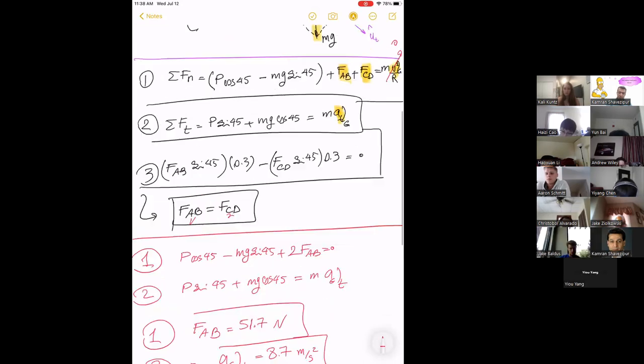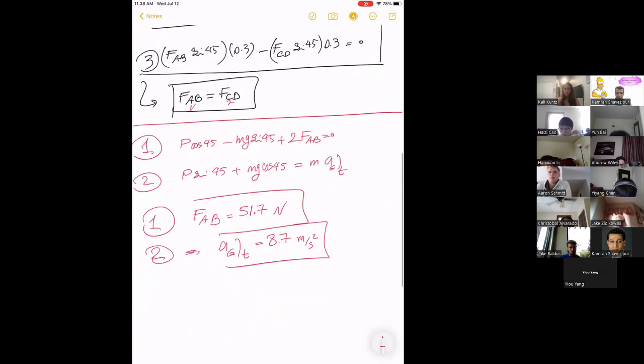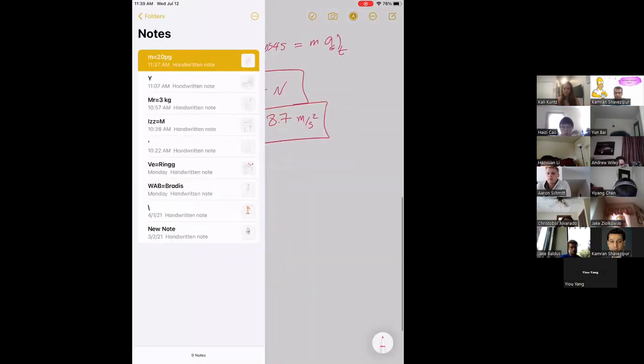Any question about this? Can you do something like this in a quiz or final exam or whatever? Let's go and do another problem.